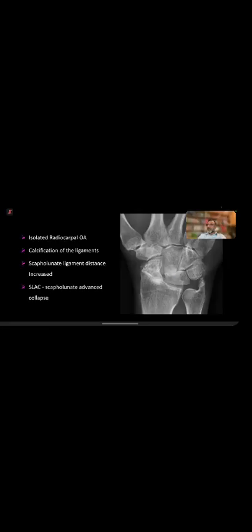Okay, so isolated radiocarpal osteoarthritis is typical. It can involve other parts of the joint, but this is very typical. Calcification of the ligaments, you can see the calcification here. This is the ulnar collateral ligament of the wrist joint that is involved. And we can see that the scapholunate gap is increased, and secondary osteoarthritis because of proximal migration of the capitate. We call it SLAC, or scapholunate advanced collapse.